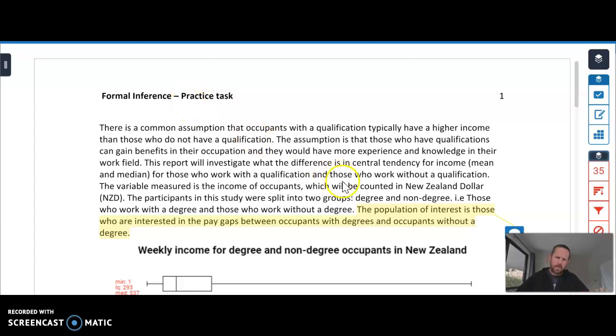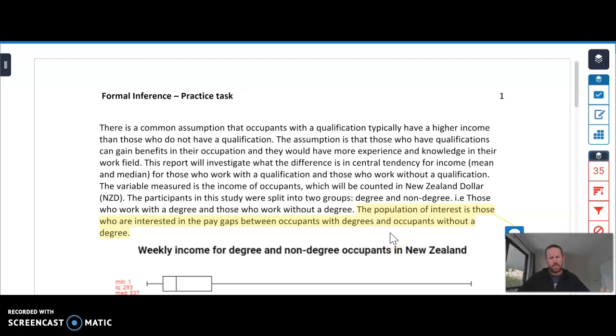First point I want to make is, in the introduction, somewhere you must talk about the population that you're going to infer about. Now, obviously in the exemplar, because this came up 2 or 3 times, this idea of the population of interest is not that clear, because 3 people made this mistake. It says the population of interest are those who are interested in pay gaps between occupations with degrees and occupants without degrees. Now, that's not true. The population is the group of people that you want to infer about, not those who are interested in the pay gaps. So please don't make that mistake.